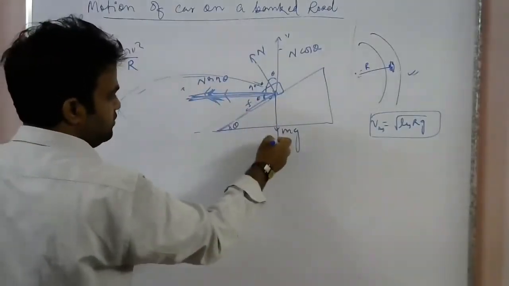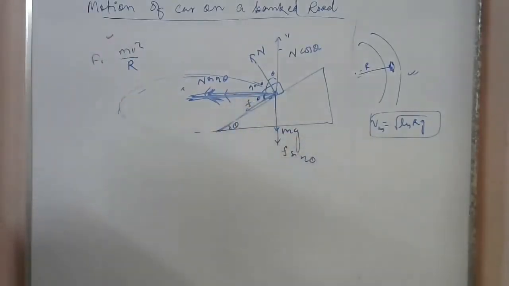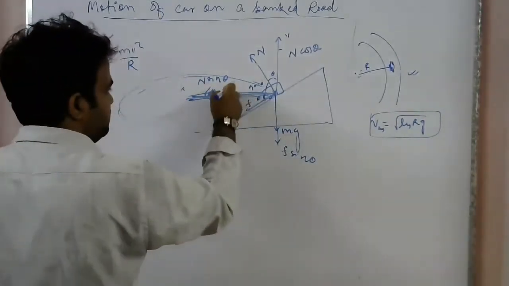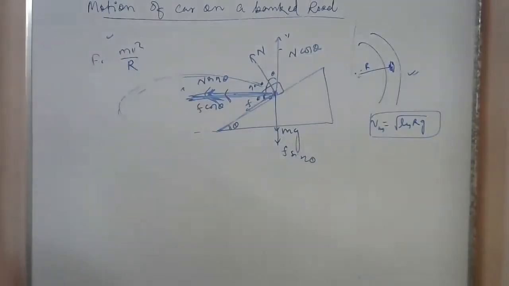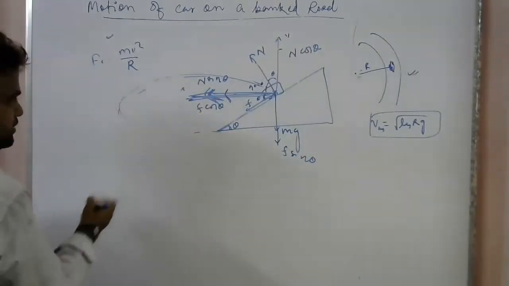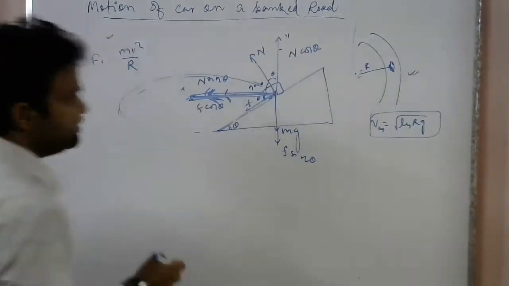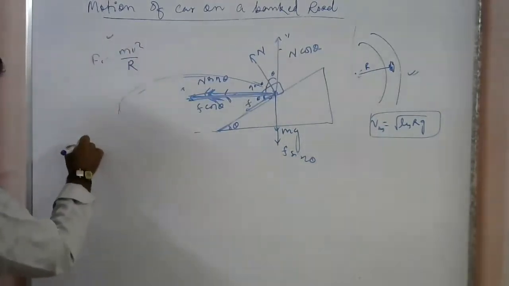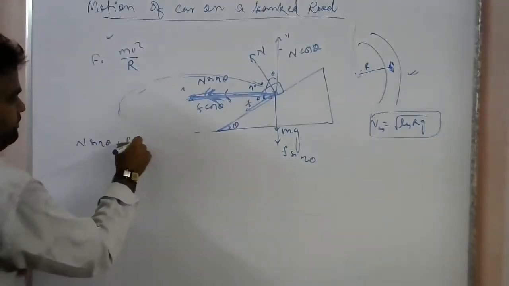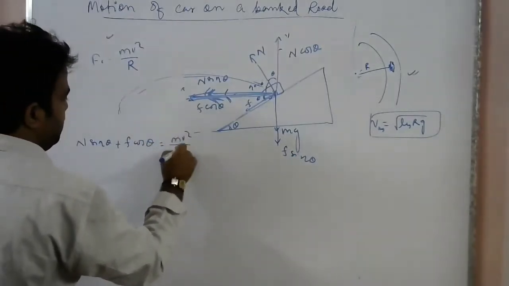The component of f along mg is f sin theta. The component of f along your centripetal force direction, that is towards the center, is f cos theta. So what are the forces along the centripetal direction? Now N sin theta and f cos theta, and this is providing the necessary centripetal force. Very important: this force is providing the necessary centripetal force to keep the car on the track. Okay, so can I write that N sin theta plus f cos theta is your necessary centripetal force, that is mv square upon r. I can write.